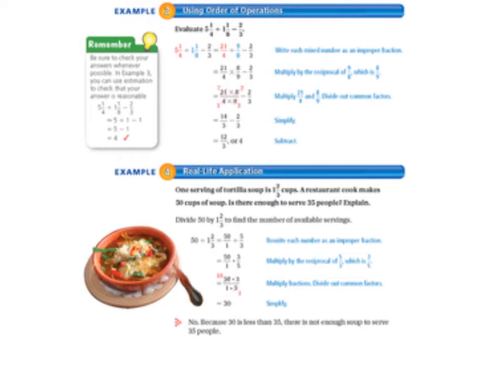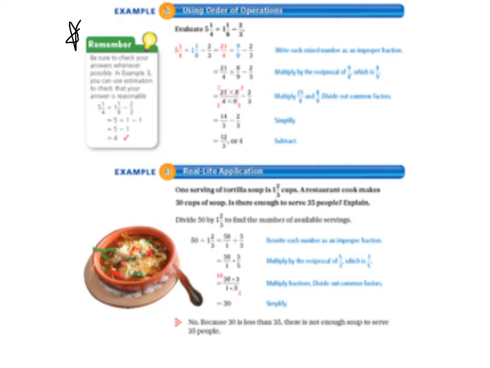Now we're going to turn the page and look at page 73, example 3. Let's look at the remember box, because it's a good thing to remember. It says to be sure to check your answers whenever possible. In example 3, you can use estimation to check that your answer is reasonable.